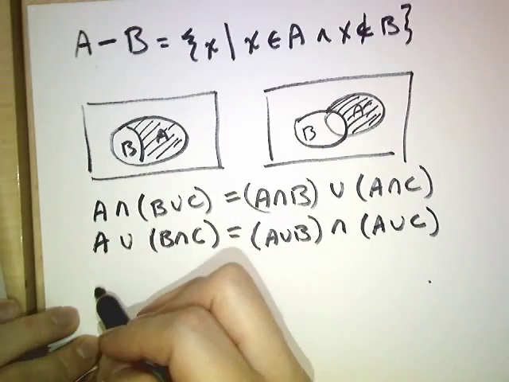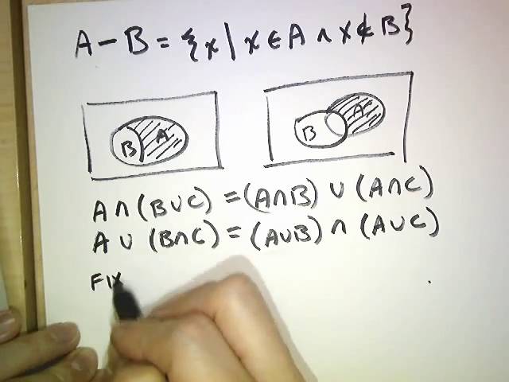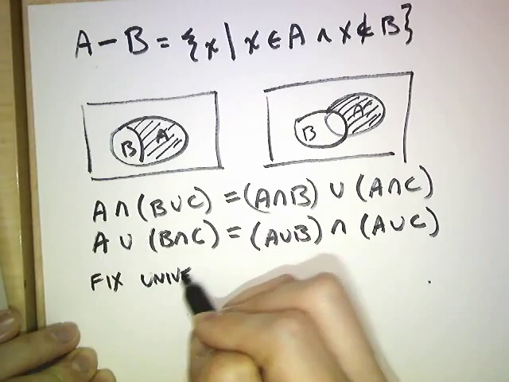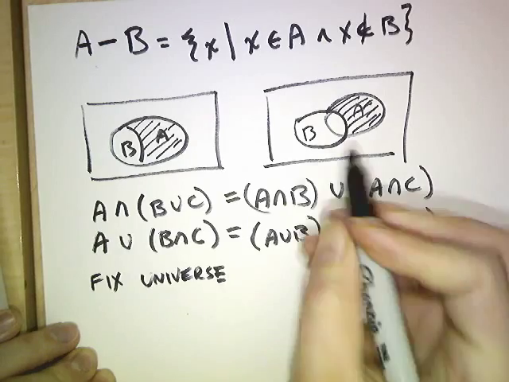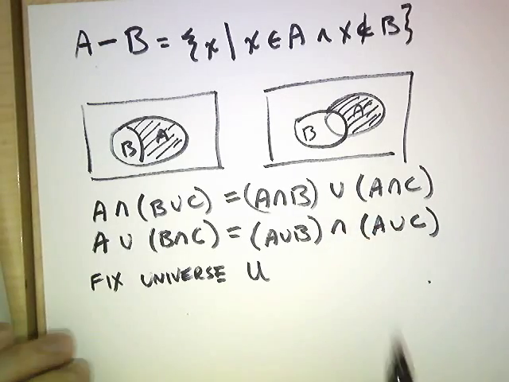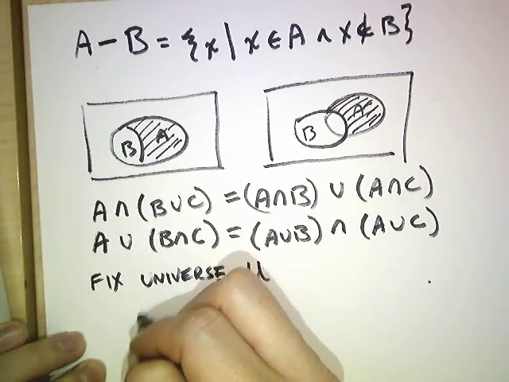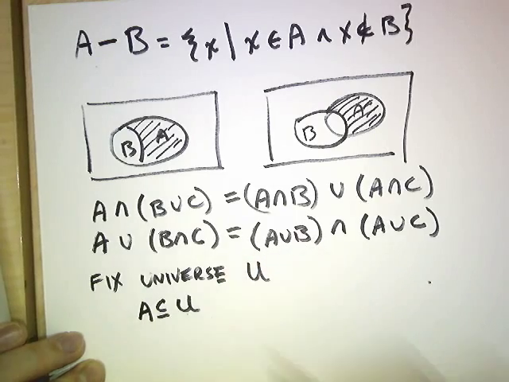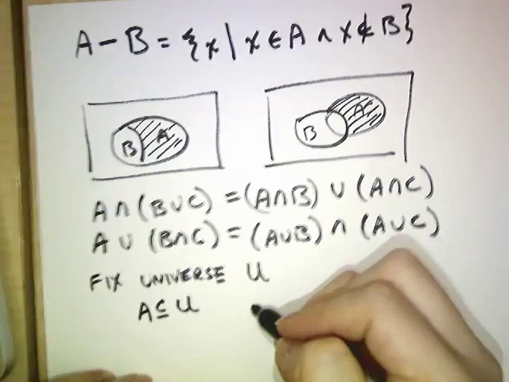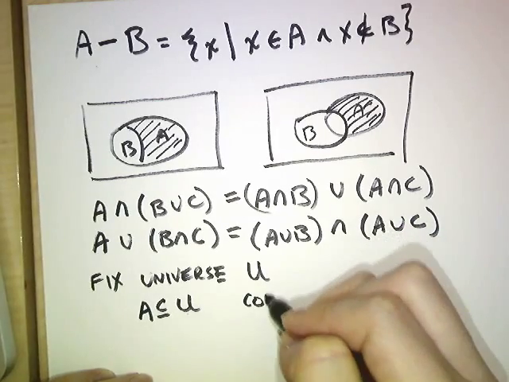And let's fix a universe U, and let's say that we have A is a subset of U, and we can look at something called the complement of A.